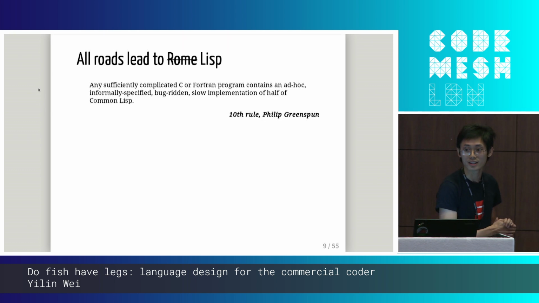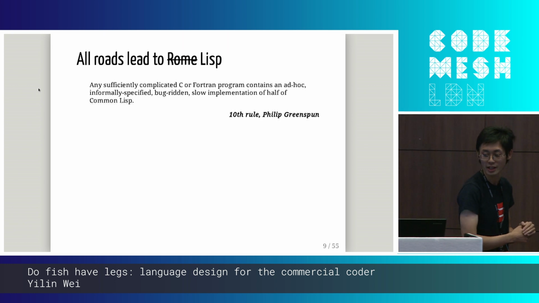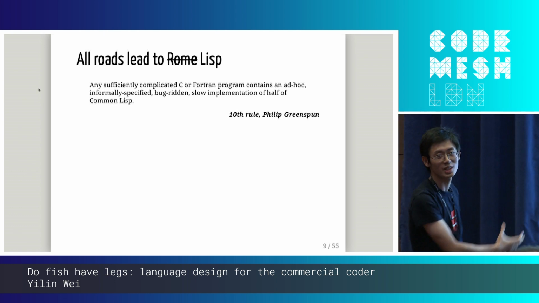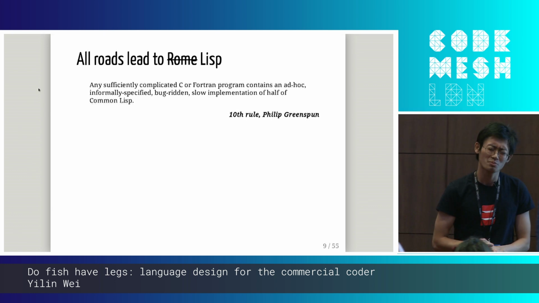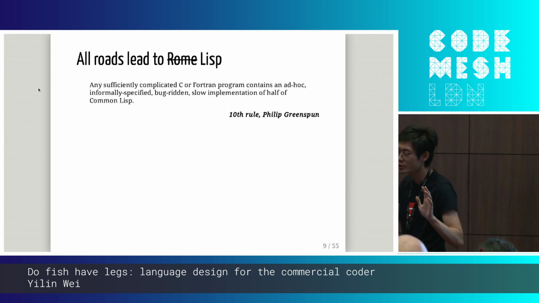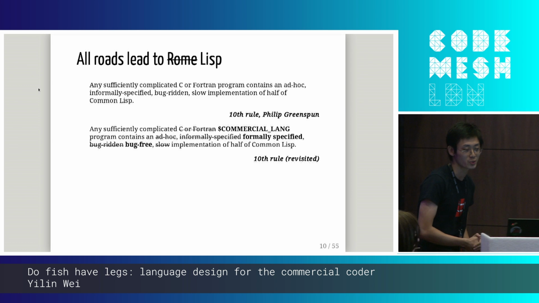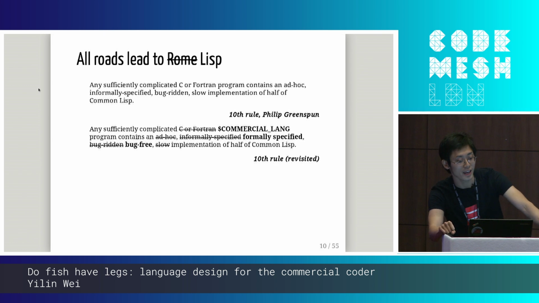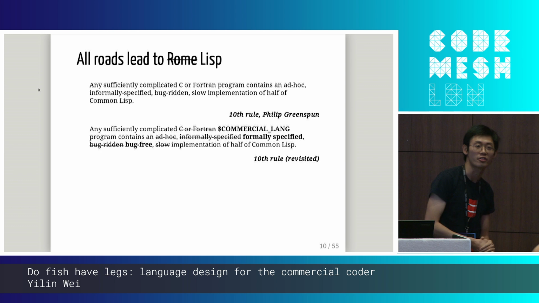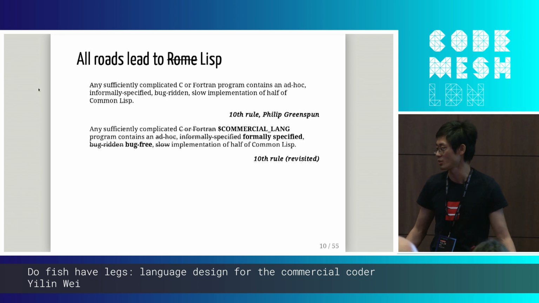Any sufficiently complicated C or Fortran program contains an ad hoc, informally specified, bug-ridden, slow implementation of half of Common Lisp. And it made me really sad because this rule is really negative, right? And I thought, well, there's actually not too much wrong with this. There's a few negative words, but we can change those, right? Because we're good developers. So I propose that we have a new rule, which is that any sufficiently complicated insert commercial language here program contains a formally specified, bug-free implementation of half of Common Lisp. And this is where my talk begins. Thank you very much.